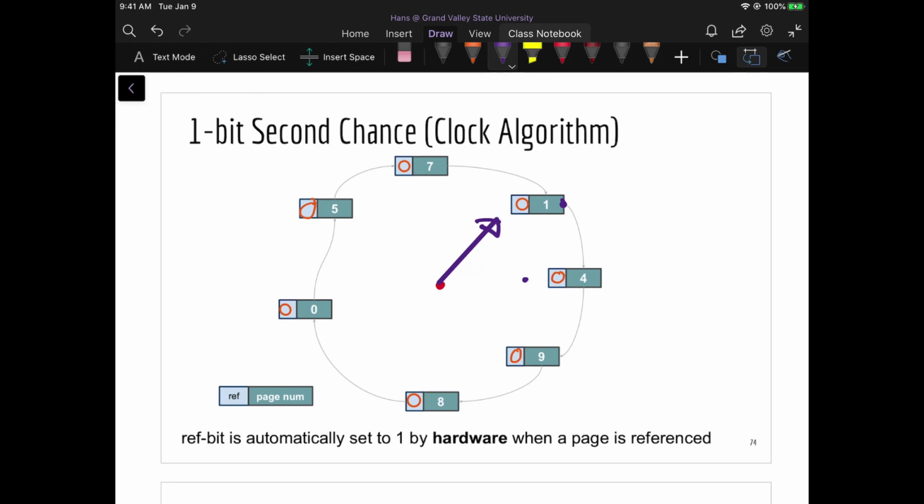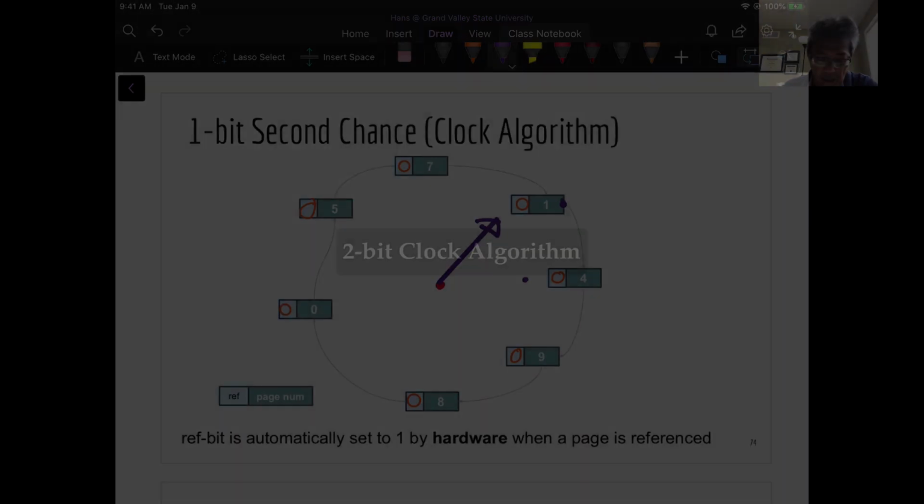So this is why this algorithm is sometimes also known as second chance, because we are giving all the pages a second chance to stay in RAM until the algorithm makes a full circle to find the victim page.